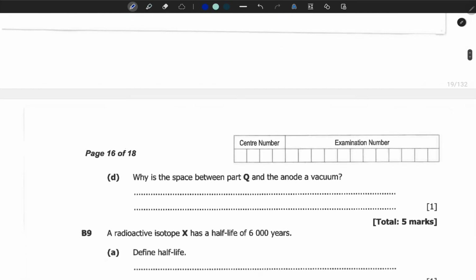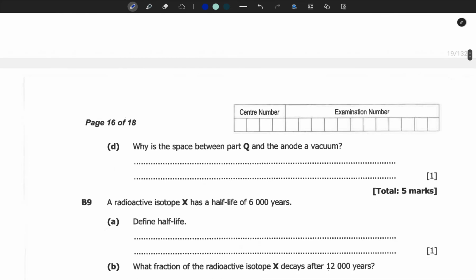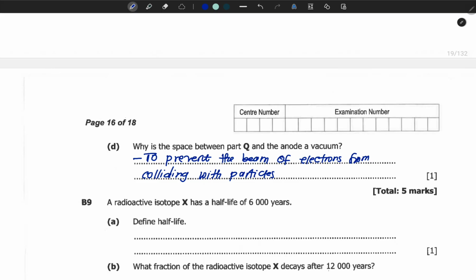We move on to the last question for question 8. Why is the space between part Q and the anode a vacuum? So we can say to prevent the beam of electrons from colliding with particles. So we need to make sure that the space is evacuated.